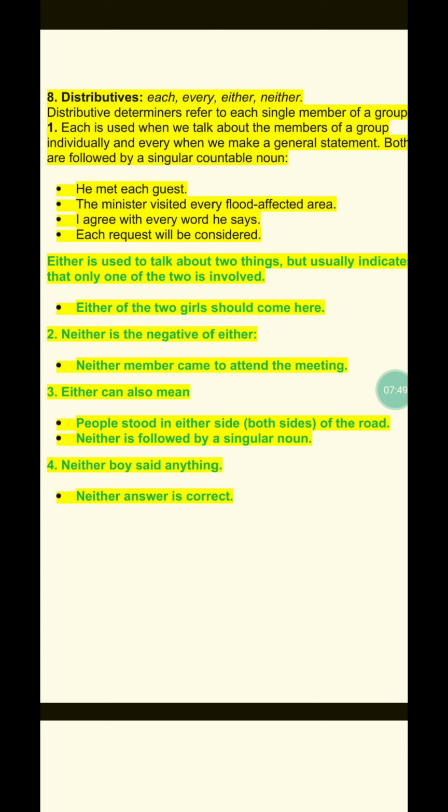For example, he met each guest. Each request will be considered. Children, each has followed a noun. Request is also a noun.